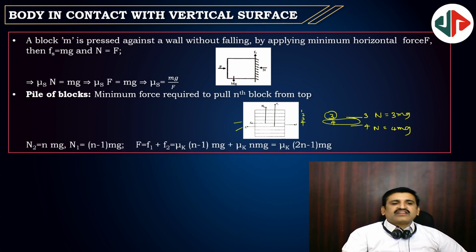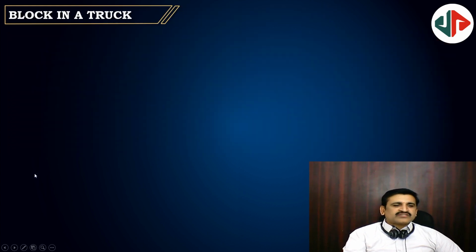That's why n and n minus 1 he took. No problem. If you are pulling the nth one, you have to take the nth one and n minus 1. That is the logic here. Remaining things okay. May I elaborate some further? N1 is equal to n minus 1 mg, top surface. N2 is equal to n mg. Nth one you are pulling from the top. Right? F is equal to F1 plus F2. That much force you have to give. That simplifies to mu into 2n minus 1 into mg.